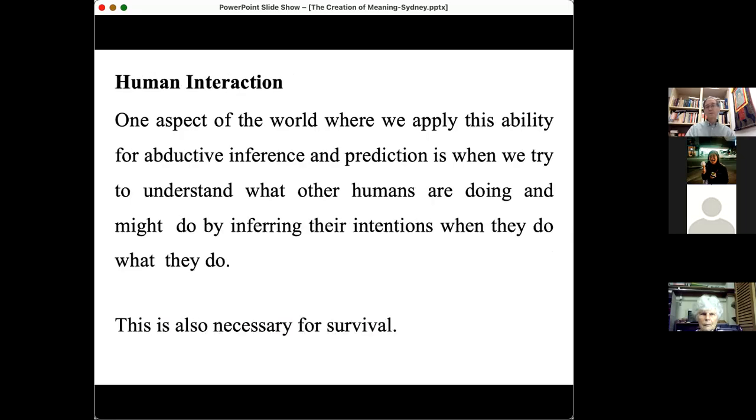Now, one aspect of the world where we apply this ability for abductive inference and also prediction is when we try to understand what other humans are doing, or might do, by inferring their intentions when they do what they do. And again, this is necessary for survival. So again, I'm talking about kind of general behavior. We're social primates, and so when we're interacting with other people, we need to be able to infer their intentions and, of course, our place within the society. But just a real example is, if someone comes walking at me with a knife in their hand, I need to be able to infer if they're going to cut me an apple or they're going to stab me in the gut. So this is part of what is necessary for survival.